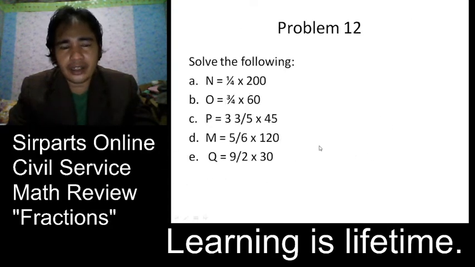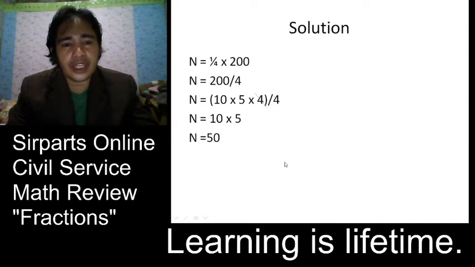For today, for our problem number 12, we're going to solve the following. N equals 1/4 times 200, O equals 3/4 times 60, P equals 3 3/5, this is a mixed number, times 45, then M equals 5/6 times 120, and Q equals 9/2 times 30. Okay, so let's start with our solution.